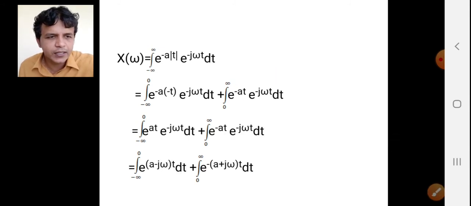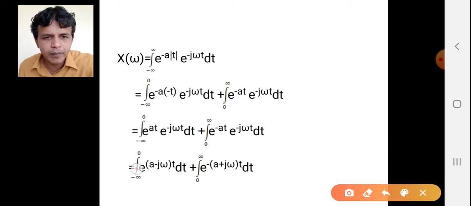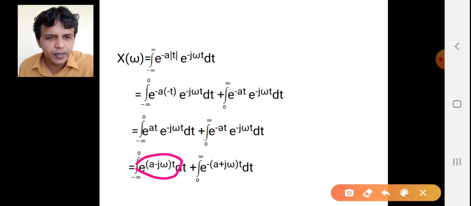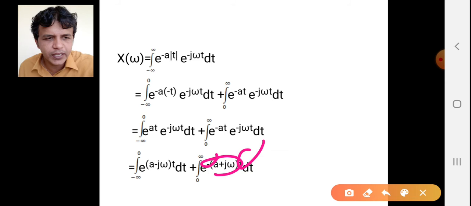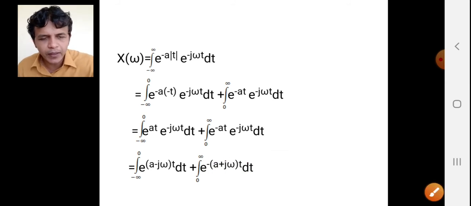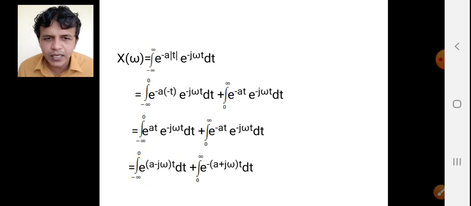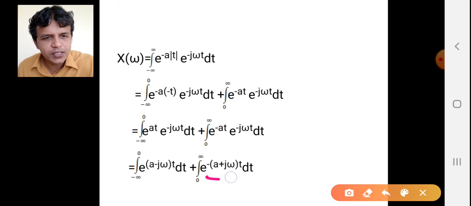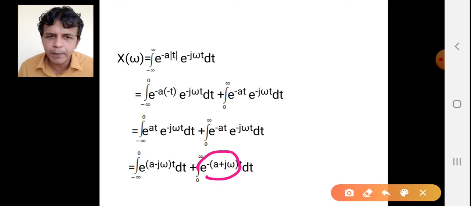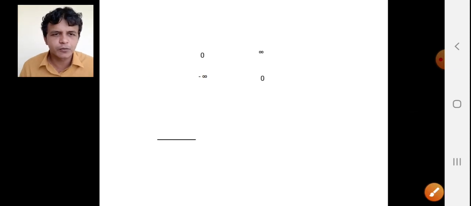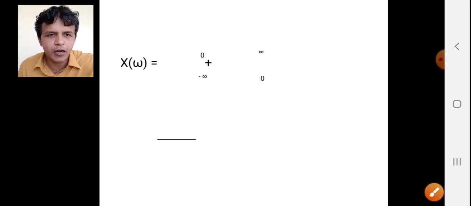Finally the signal appears as the integration of e power (a minus j omega) t dt plus integration from 0 to infinity of e power minus (a plus j omega) t dt, with the minus taken outside. When we apply integration to an exponential signal, for the first part we get e power (a minus j omega) t divided by (a minus j omega). For the second we get e power minus (a plus j omega) t divided by minus of (a plus j omega).